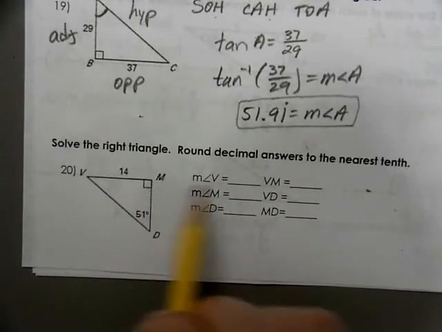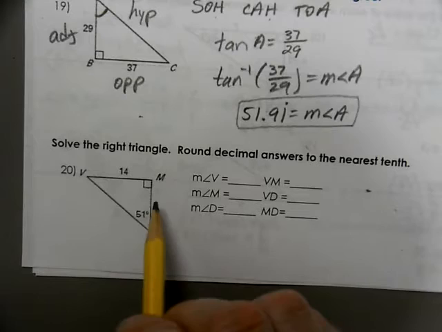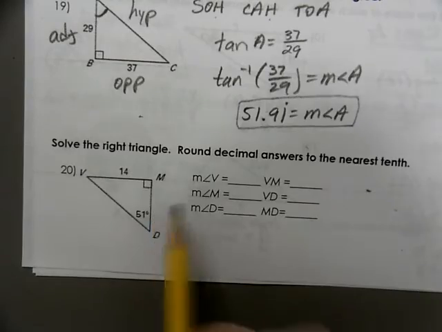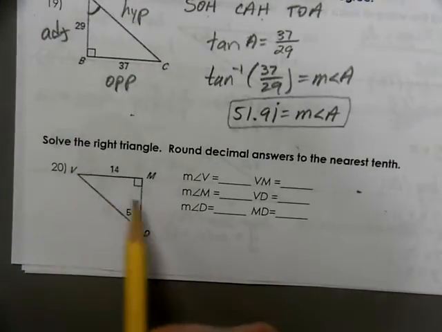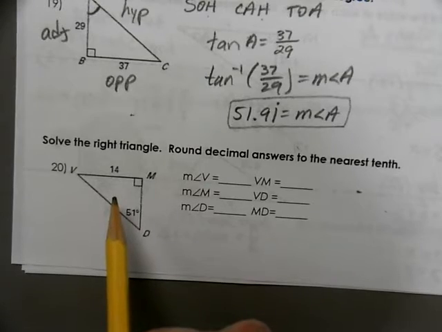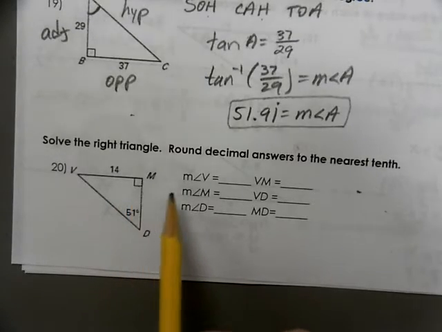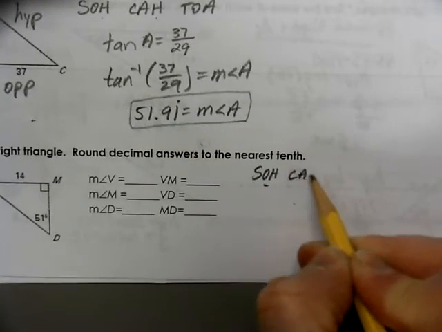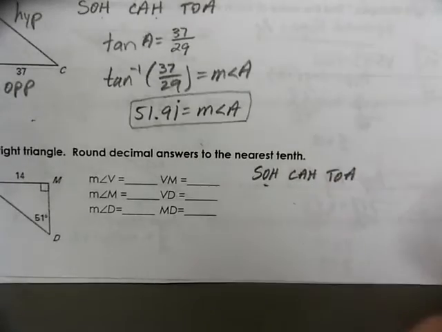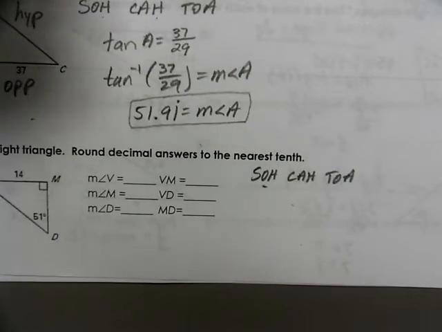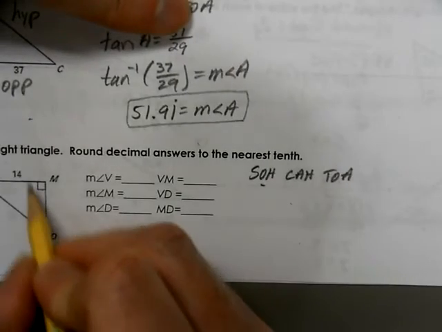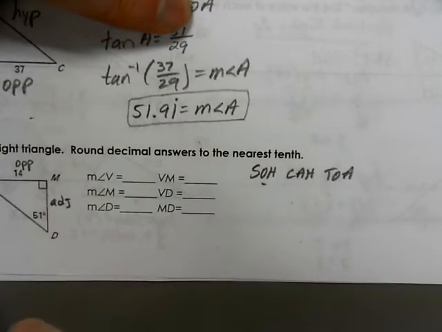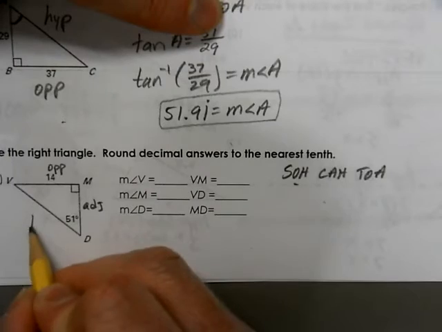Here we're going to solve this triangle. That means we're going to find all the side lengths and all the angle measures for this triangle. So because we don't know two sides yet, we cannot use Pythagorean theorem. We have to use SOHCAHTOA. So we're looking at the opposite side. Next to it is the adjacent side. And across from the 90 is the hypotenuse.